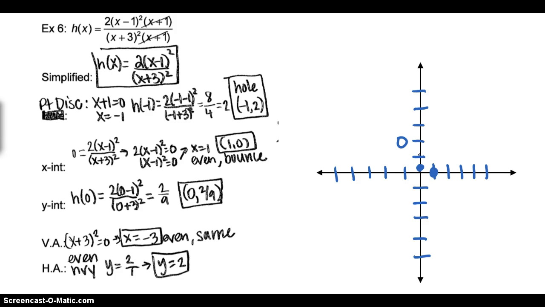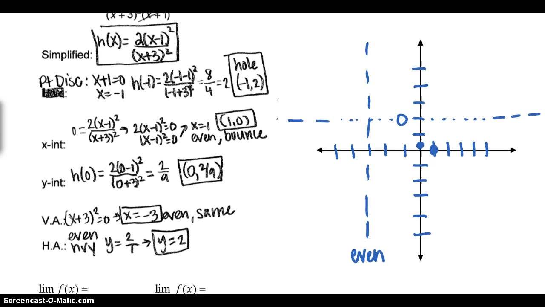Vertical asymptote is x equals -3, and it also said it's going to be even, so they're going to end in the same direction. So there we go, even. And horizontal asymptote is y equals 2, so dotted line up, and end behavior. Okay, cool.